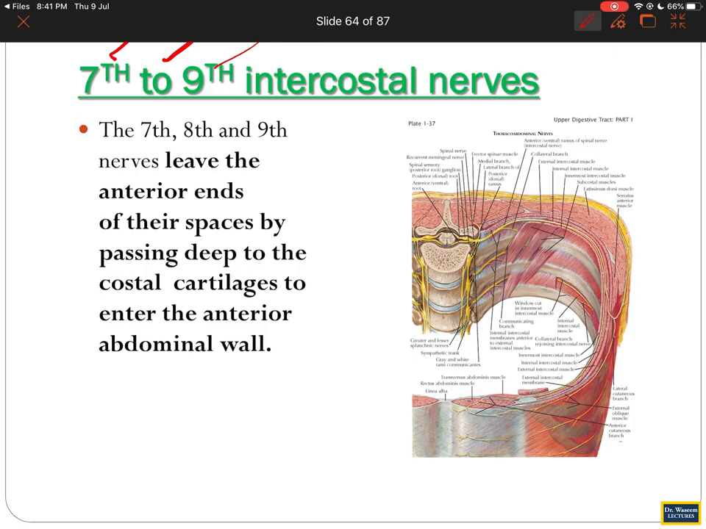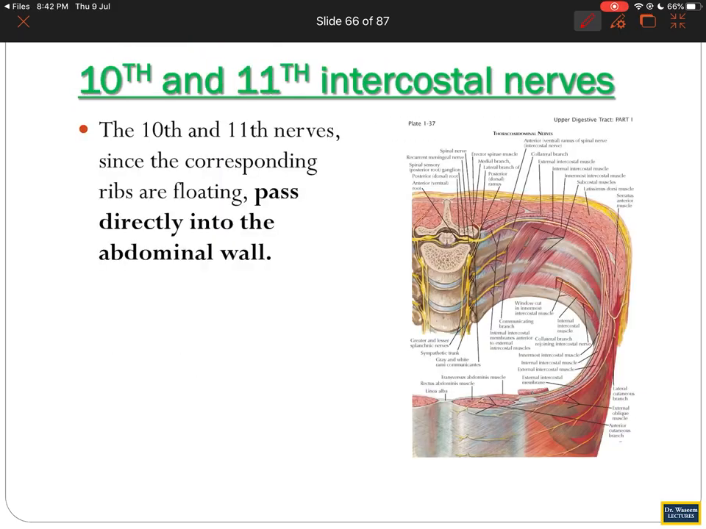So the 7th, 8th and 9th leave the anterior ends of their intercostal spaces, passing deep to the costal cartilages to enter into the abdomen. By that time they are themselves oblique also. The intercostal space finishes very early, before the sternum comes, because the ribs do not reach the side of the sternum; they finish through their costal cartilages to the cartilage above. So the next 3-4 nerves are running in the abdomen here. So much so that when you bring up your 10th and 11th, which are floating ribs, they pass directly into the abdomen here.